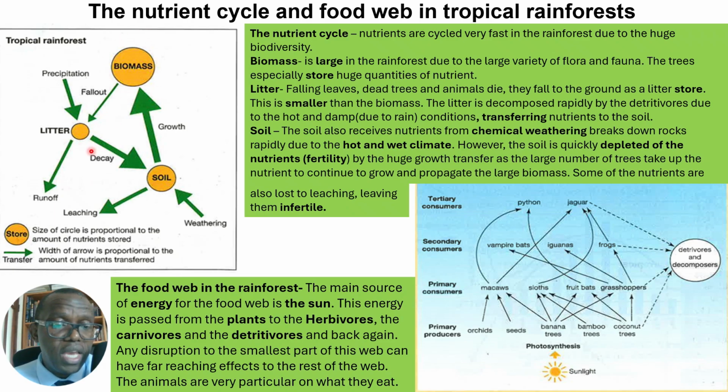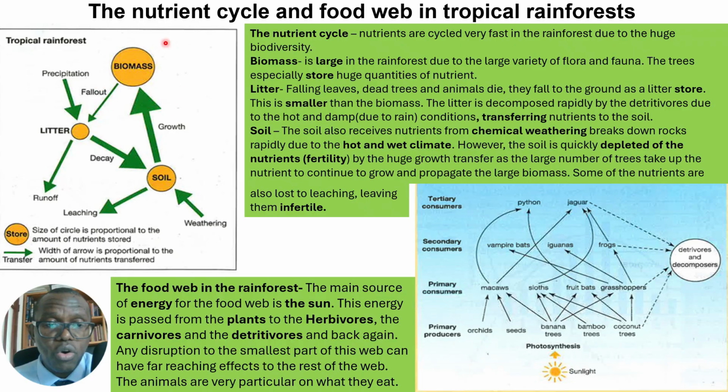And if you look at the key here, the circles represent the stores, and the size of the circle is proportional to the amount of nutrients that are stored. So you can see that the size of the biomass is quite large, and therefore the nutrients being stored here are quite a lot. Then we also have the arrows, the green arrows, which show the transfers that are taking place. Now the width of the arrow is proportional to the amount of nutrients that are transferred. So the larger the arrow, the more the nutrients are being transferred.